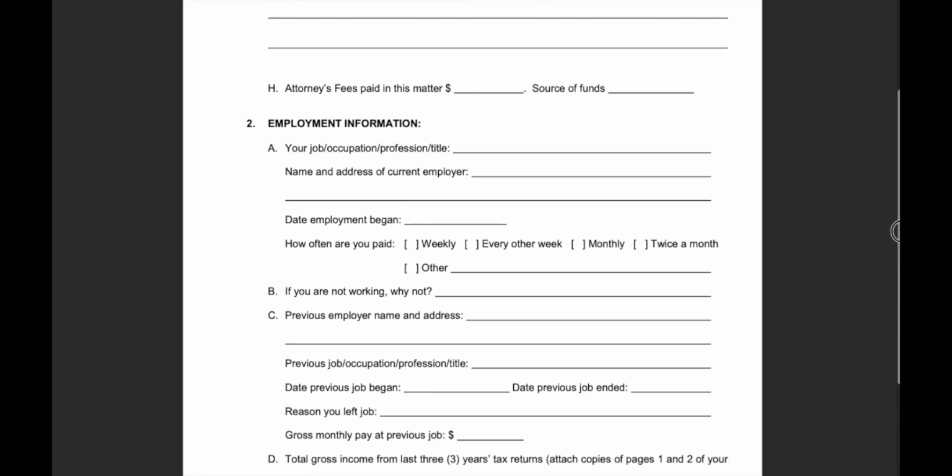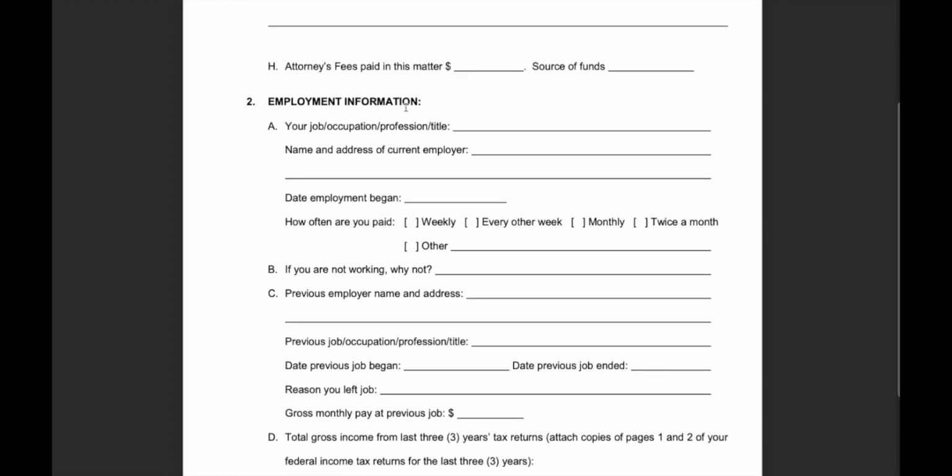Employment information. So if you're a spouse or person that does not have a job, you're going to indicate unemployed. Obviously, there's going to be no need to fill out name and current employer because there is none. Same for date of employment. And in this space here, you're still going to indicate unemployment. If you're not working, explain why not.